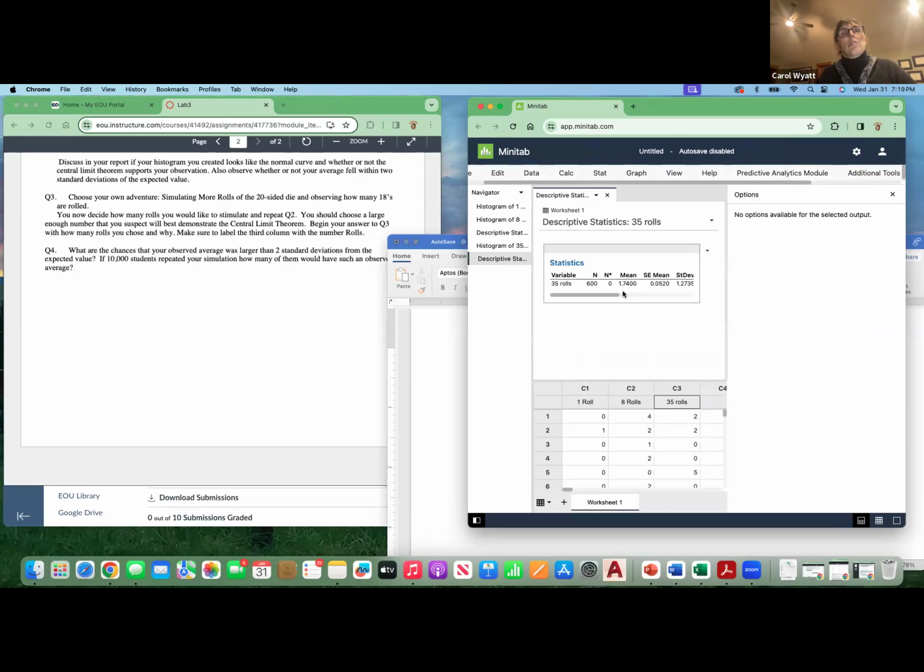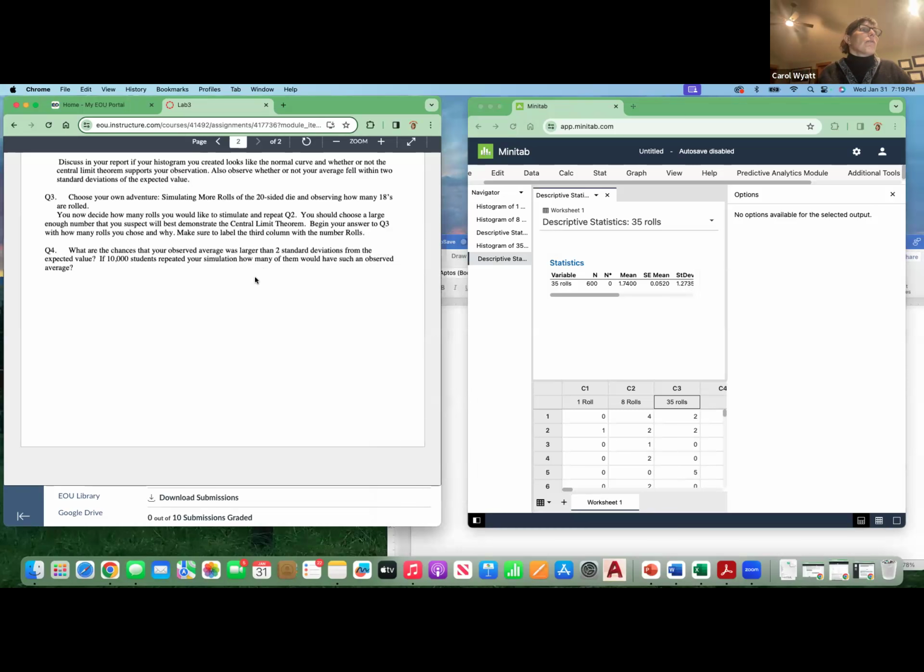All right, so my mean now moves up, right? Because I have more rolls, so I expect to see more 18s. My standard deviation goes down a little bit, because I'm getting a little tighter in what I have.